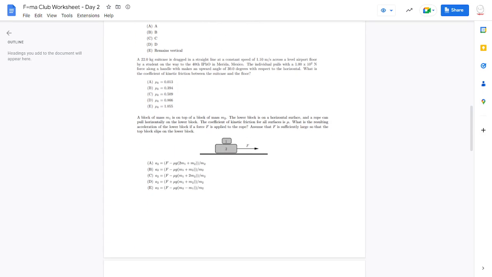So the next one is going to take a little bit more time, but in the end, it's also not too hard of a problem, not too difficult, which is pretty nice. We have a 22 kilogram suitcase being pulled in a straight line at a constant speed of 1.1 meters per second. The student pulls with a force of 100 newtons at a 30-degree angle with respect to the horizontal. We're told to find the coefficient of friction again. So let's think about it this way.